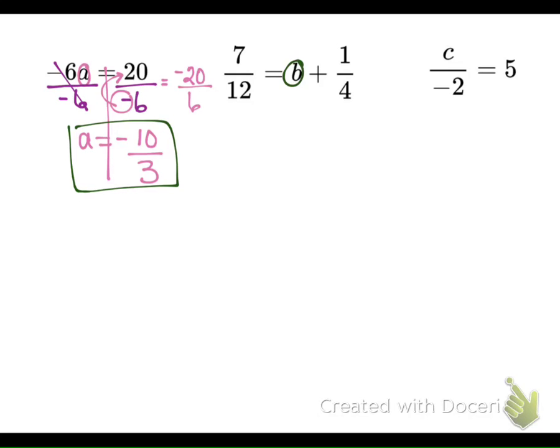Circle my variable, draw my line. Kira, how do I get the b by itself here? Subtract. Subtract what? Subtract 1 over 4. And whatever I do to one side, I do to the other. Okay.